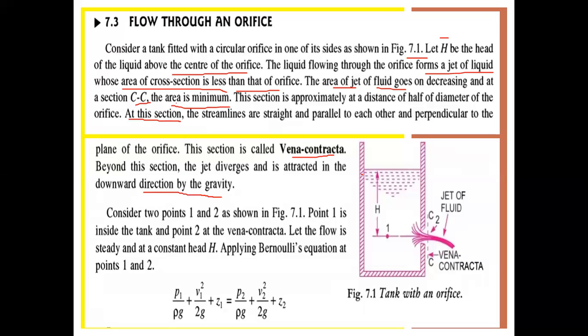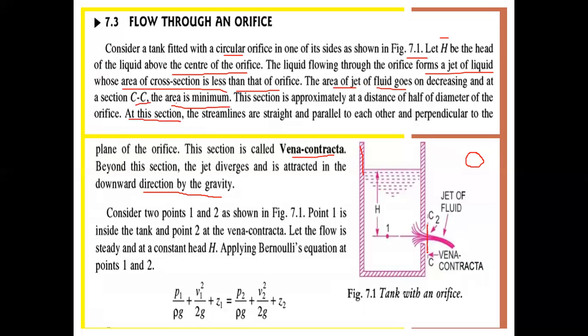So, in order to see the flow through an orifice, first we have to take a tank having a circular orifice. The opening, seen from the front view, is just like a pipe. It is a circular shape. The liquid flowing through the orifice forms a jet of liquid whose area of cross section is less than the orifice. The area of the jet of fluid goes on decreasing at the section CC.